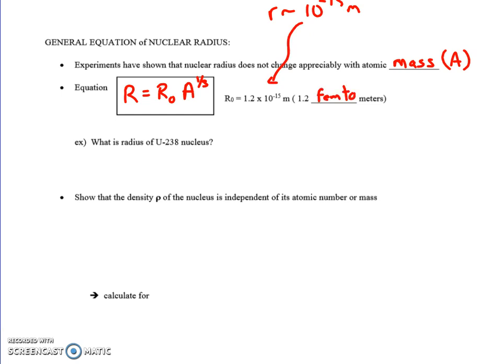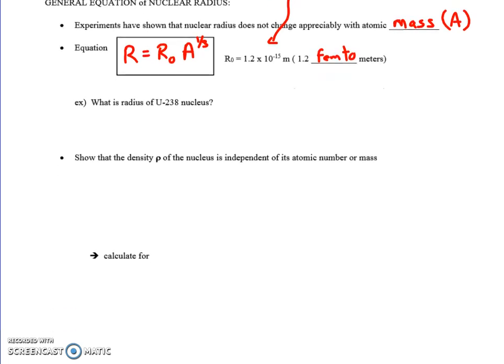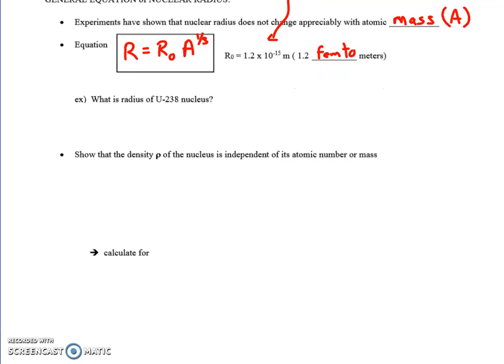Femto means 10 to the negative 15th, and that unit is sometimes called a Fermi, for Enrico Fermi, who worked at this scale.